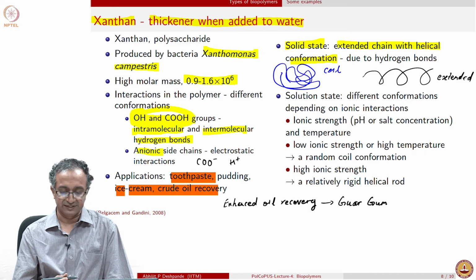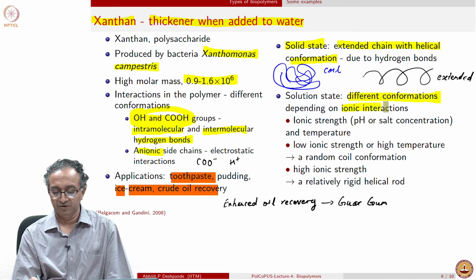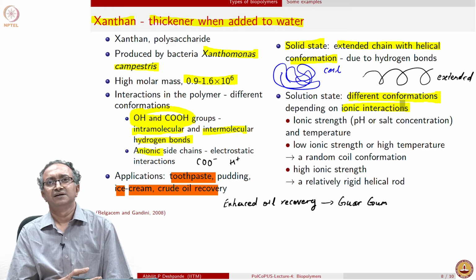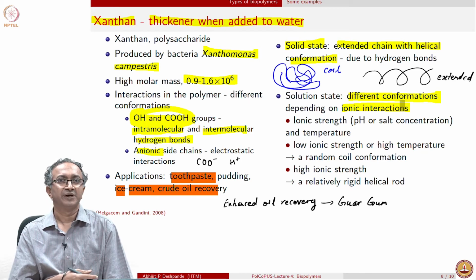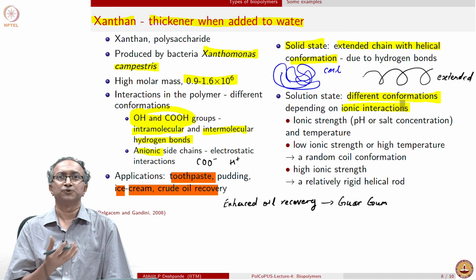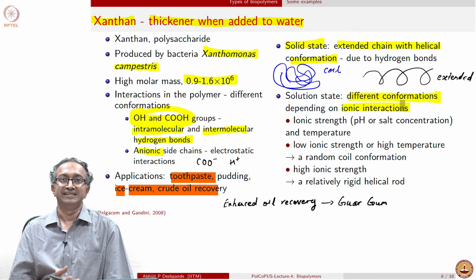the solution state of xanthan. Interestingly here, depending on whatever the conditions of the solution, different conformation states can be seen. So, the conformation changes depending on what are the ionic interactions. How do we modify ionic interactions? Can you think of? We have ions like CO minus, H plus, Na plus, K plus, Ca2 plus, SO4 2 minus, all these are ionic species, and they of course interact with each other. So, how is it possible to modify interactions between these?